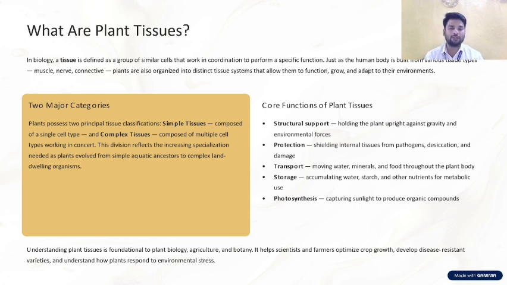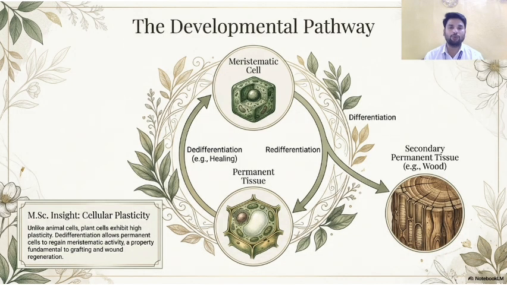It helps scientists and farmers to optimize crop growth, develop disease resistant varieties and understand how plants respond to environmental stress. Okay, so basically tissues evolved from different cells through what we know as a developmental pathway. From the meristematic cells they get differentiated to form permanent tissue. Again, from permanent tissue they can convert into meristematic tissue through the de-differentiation process. During meristematic tissue differentiation they can also form secondary permanent tissue.